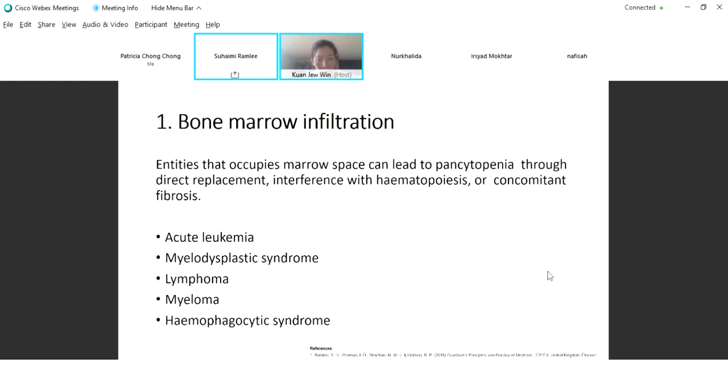First is bone marrow infiltration. Bone marrow infiltration occurs when there is an activity that occupies marrow space, which can lead to pancytopenia due to direct effacement, interference with hematopoiesis, or concomitant fibrosis. Some of the causes are acute leukemia, myeloma, lymphoma, carcinoma, like breast carcinoma and prostate carcinoma, hemophagocytic syndrome, and myelodysplastic syndrome.